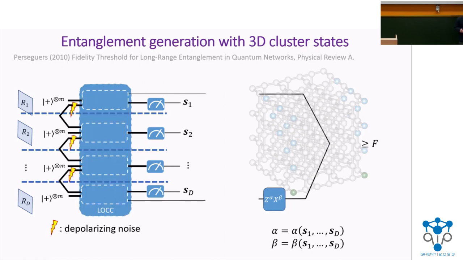He also showed this with an LOCC model, where I replaced all CZ gates between R1 and R2 and so on with Bell pairs. If those pre-shared Bell pairs are affected by depolarizing noise, then there is a fidelity threshold such that the final output state satisfies a constant fidelity.